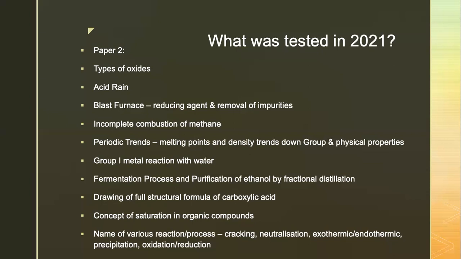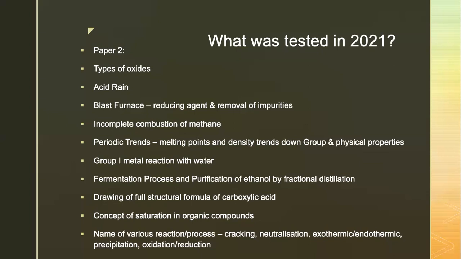And some questions on the blast furnace were tested, but in a different manner. They were not tested on writing down the equations, describing the process, but rather they were asked as a one-word answer. So they were given a choice of oxides, and they're supposed to choose the one that was involved in the extraction of iron in the blast furnace. So 2 particular concepts were tested: reducing agent in the blast furnace, as well as the chemical used to remove impurities.